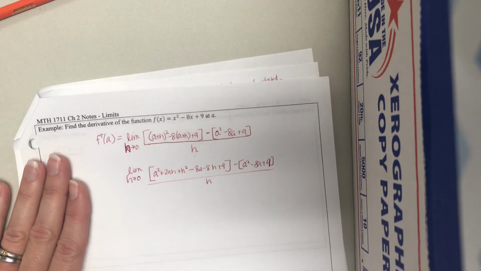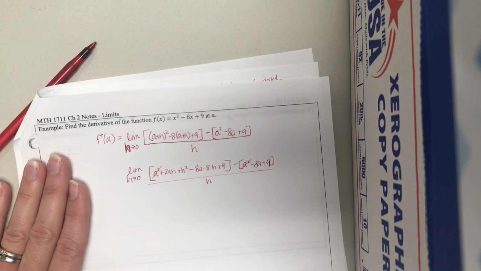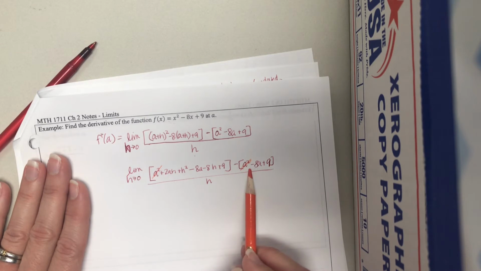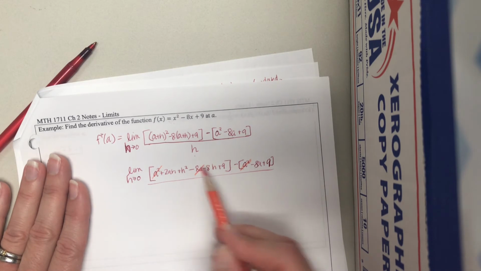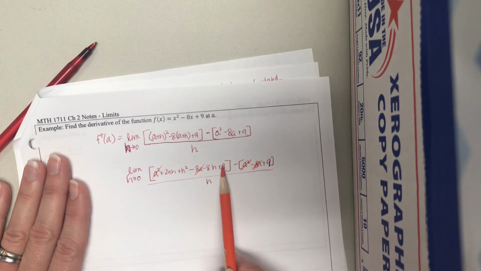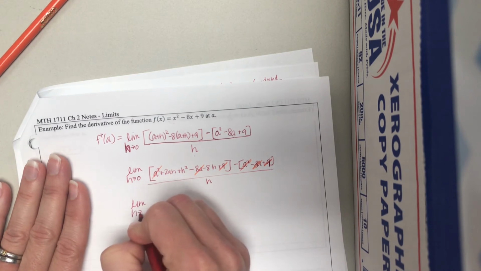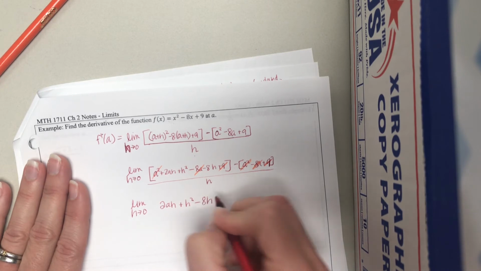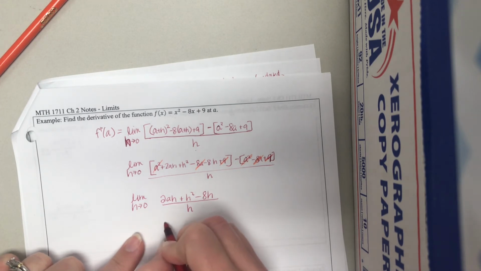Now we're going to start canceling out some things. Hopefully you realize this a squared minus this a squared are going to cancel. Do you see how this is a negative? A negative negative is really a positive 8, right? So you have a negative 8a and a positive 8a. Those are going to cancel. Same with the 9, this is a 9 minus 9. Those are going to cancel. So let's write down what we have left. Limit as h approaches 0 of 2ah plus h squared minus 8h, all divided by h. And you should hopefully see we can factor an h out of the numerator.